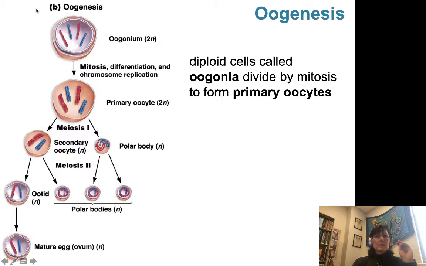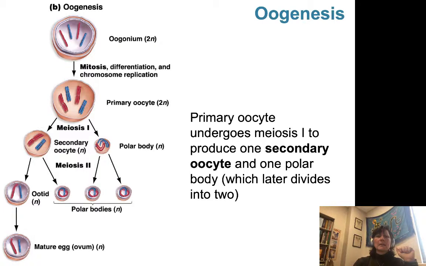So oogenesis is similar and different from spermatogenesis. It begins similarly. You have an oogonium, which is diploid. It's going to undergo mitosis to then develop into a primary oocyte, which is also diploid. The primary oocyte is going to undergo meiosis 1 to form 2 cells that are going to be haploid, one of which is the secondary oocyte, the other of which is a polar body, which is not going to be used in the reproductive process.